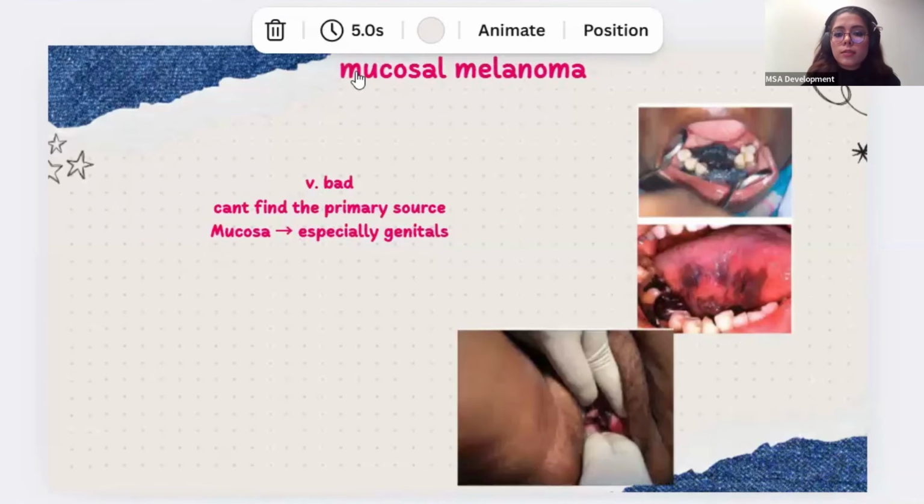Intraepidermal neoplasm. This is mucosal melanoma. It's very bad, very difficult to diagnose, especially if it's in a hidden place, like the genitals, for example, and you can't find the primary source.